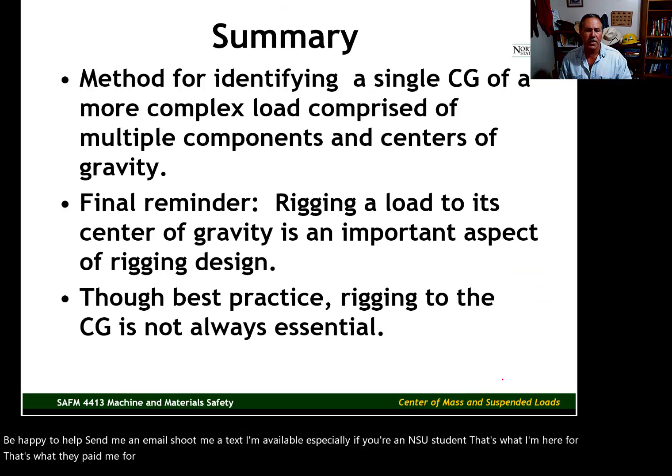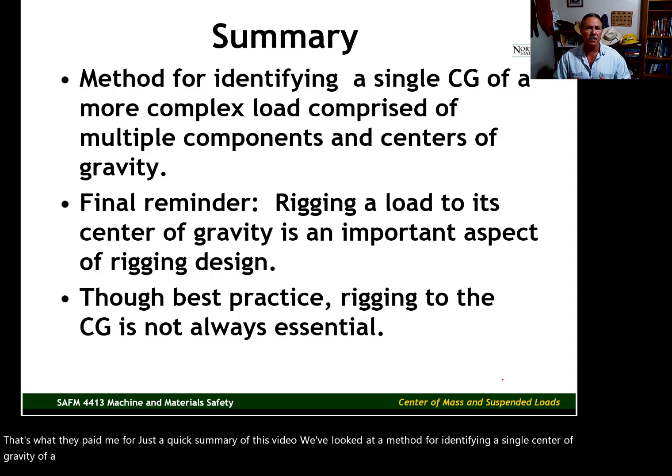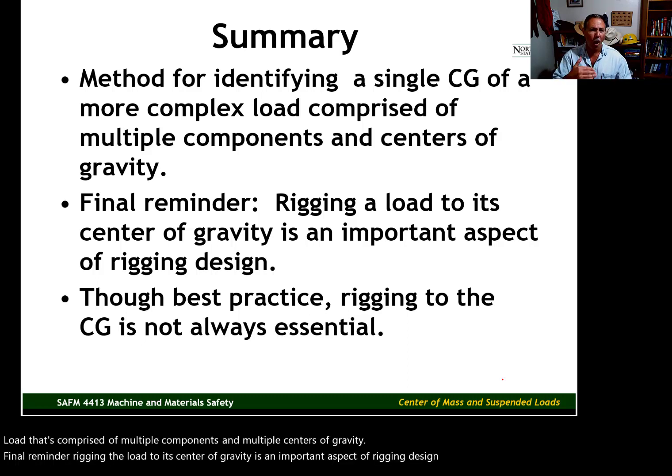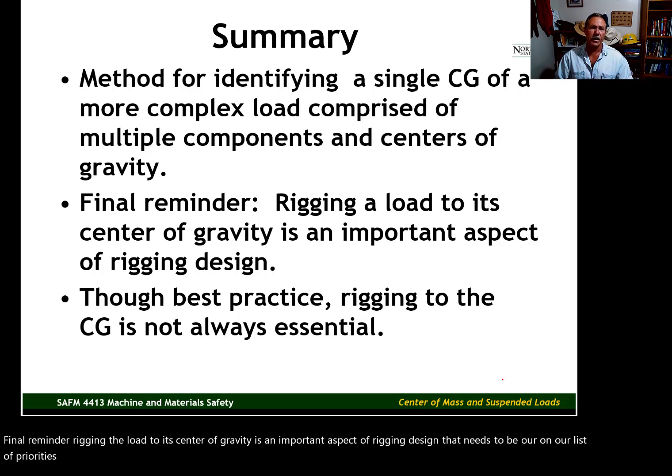Just a quick summary of this video. We've looked at a method for identifying a single center of gravity of a more complex load that's comprised of multiple components and multiple centers of gravity. Final reminder, rigging the load to its center of gravity is an important aspect of rigging design that needs to be on our list of priorities anytime that we're lifting a load overhead.